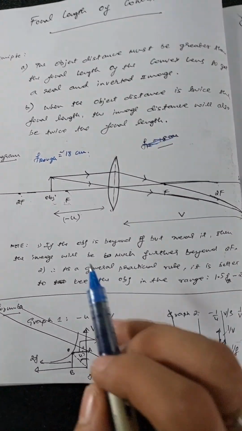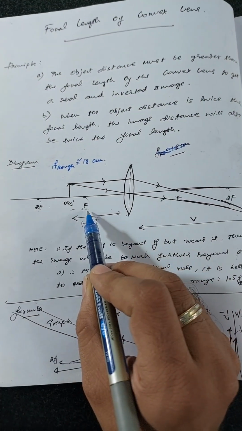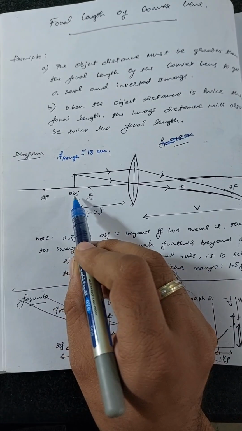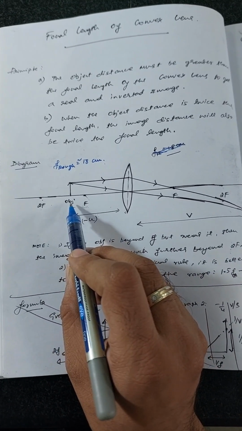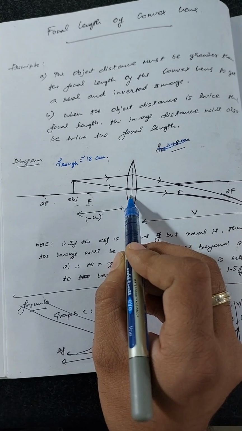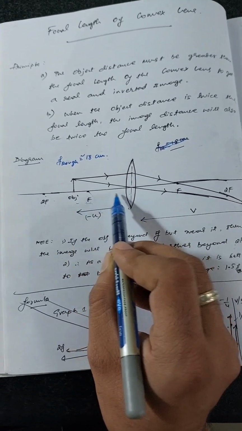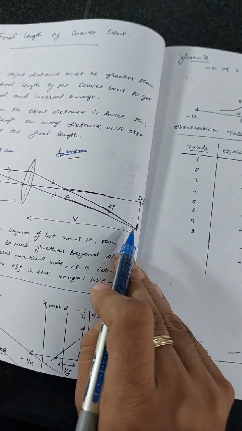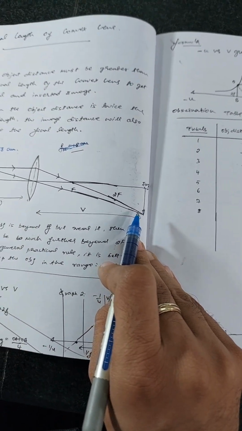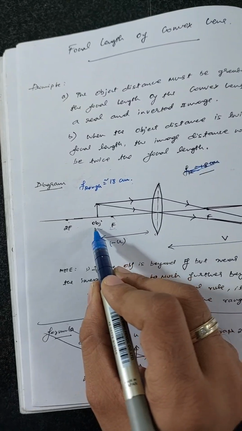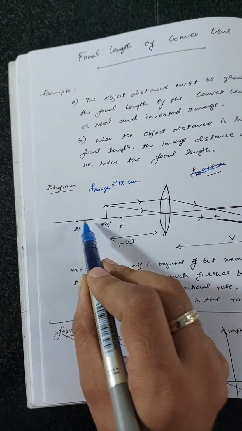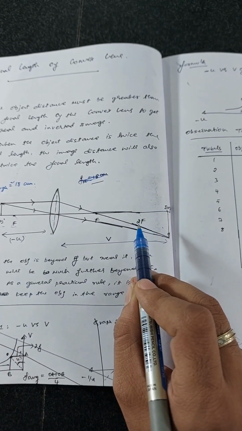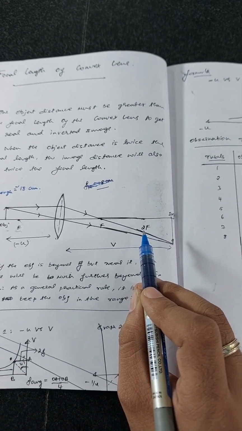So what does that mean? This is the convex lens, this is the focal length, and this is twice the focal length. If we place the object such that the object distance, from the convex lens to the object, is greater than f, only then will you get a real and inverted image, which will be magnified also. And if you place the object exactly at 2f, then the image will also be at 2f and the size won't be magnified. It will be real but not magnified or diminished; it will be of the same size.